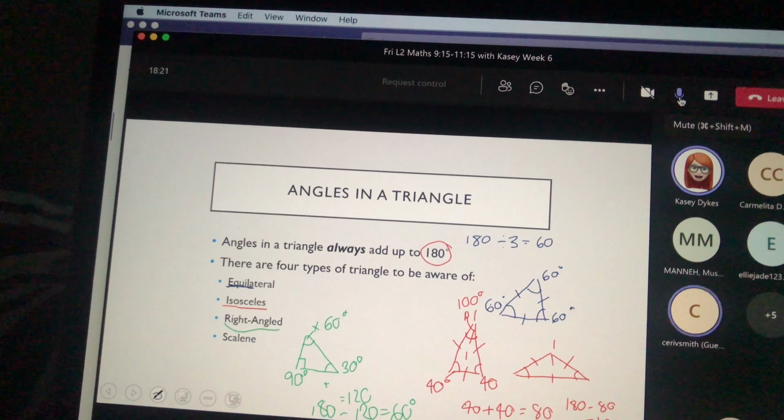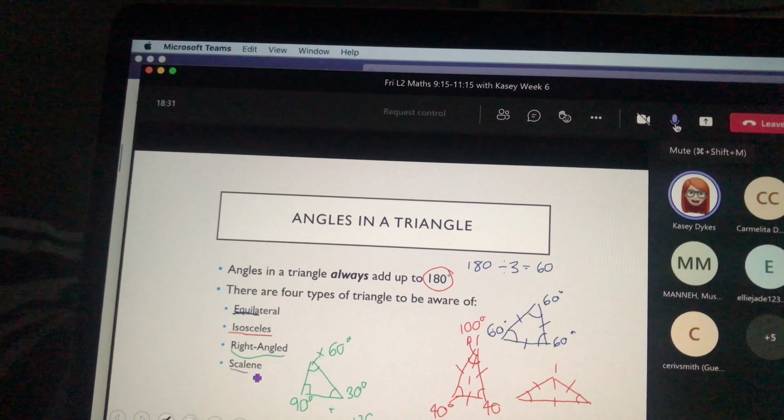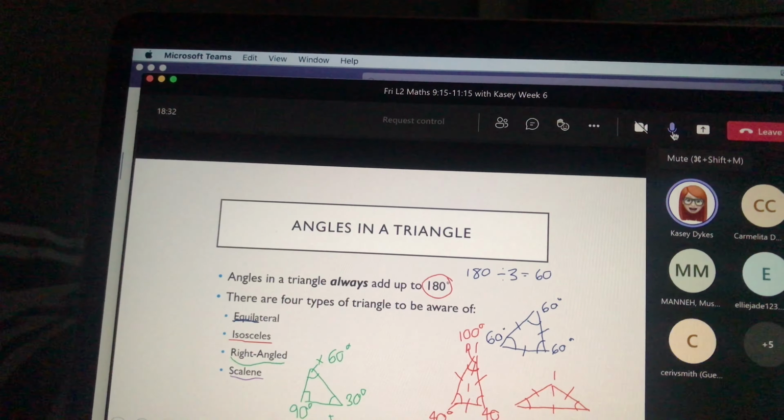One triangle left then. There aren't any rules for this triangle, really. It's kind of the odd one out. All the others have something nice. Everything's even, or two sides are even, or it's got a right angle.